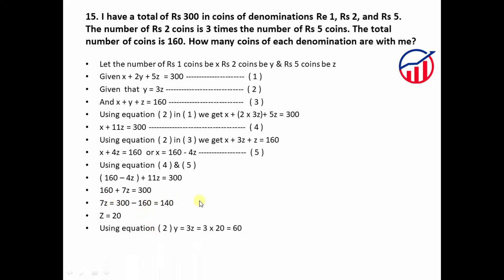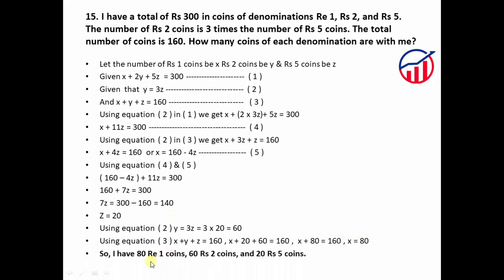Now using equation 2, what is y? y is 3 times z. So 3 into 20 is 60. Using equation 3, x plus y plus z is 160. What is the value of y over here? 60. And the value of z? 20. So you have x plus 60 plus 20 is 160. So x plus 80 is 160. So x is 160 minus 80, which is 80. So you have got the values of x, y and z.